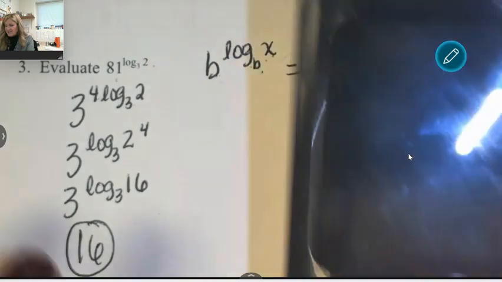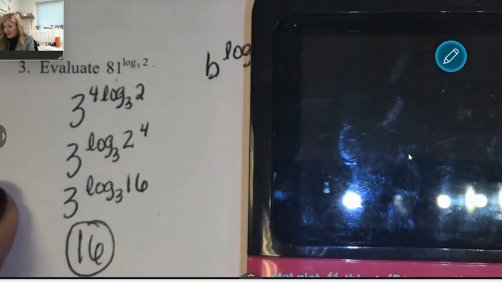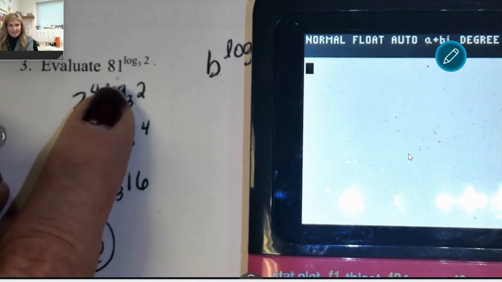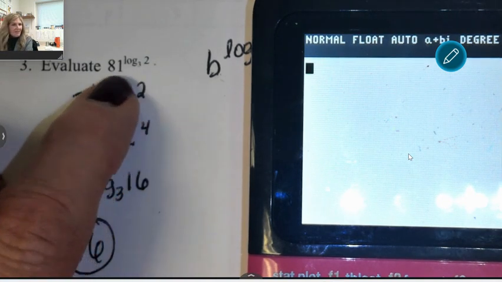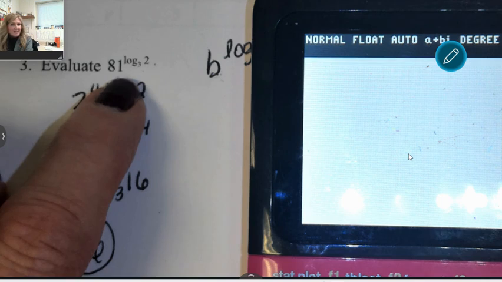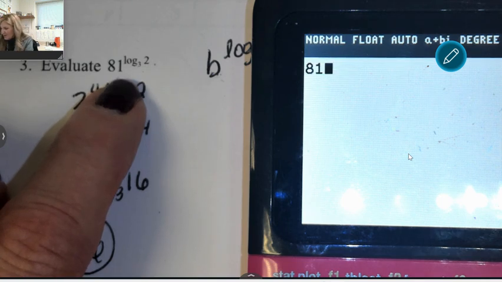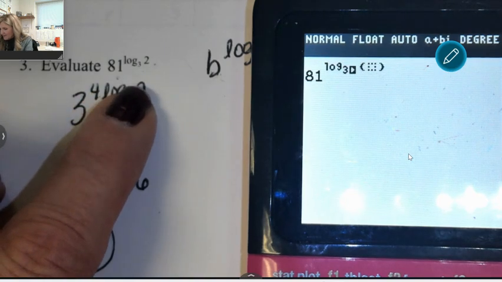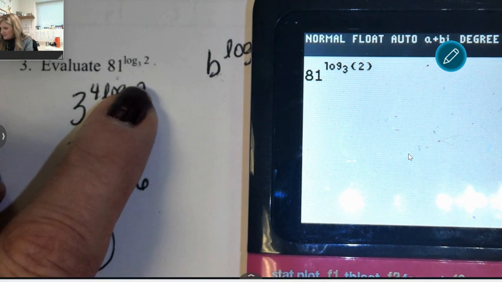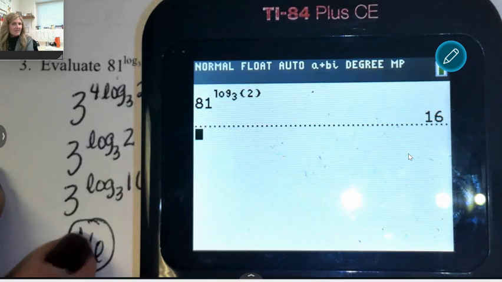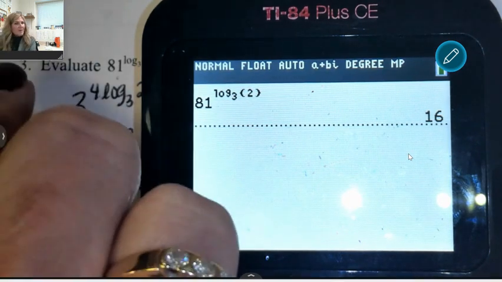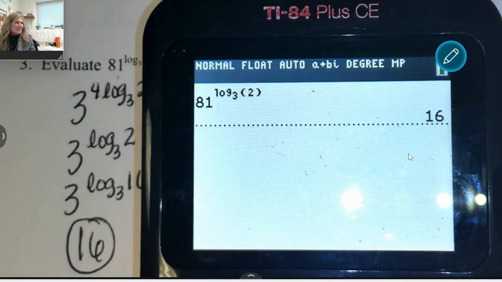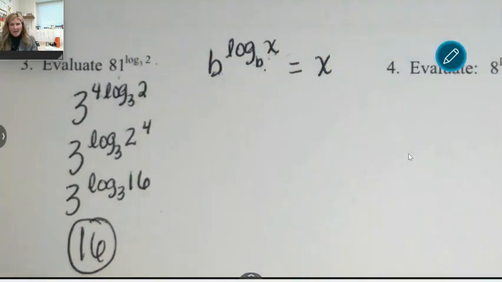If I'm taking the ACT, I'm not going to mess around with that though. I'm just going to type this into my calculator. It doesn't have an X in it. If there's no X, I can just type it in. 81 raised to the log base 3 of 2. Push enter, 16. Okay? Now remember, before we'd have X's in there. If you have X's in there, that's not going to work. But if all we have are constants, we can check it like that.